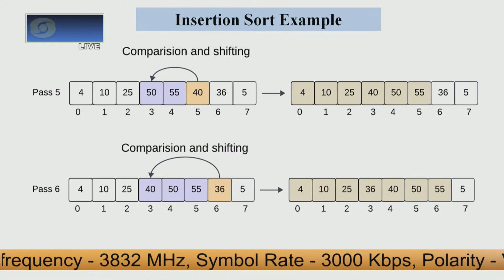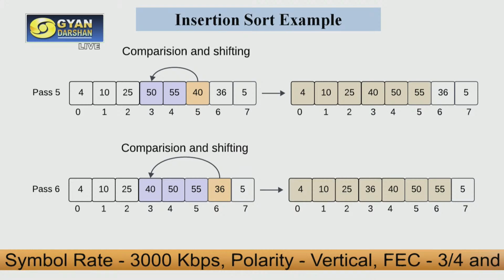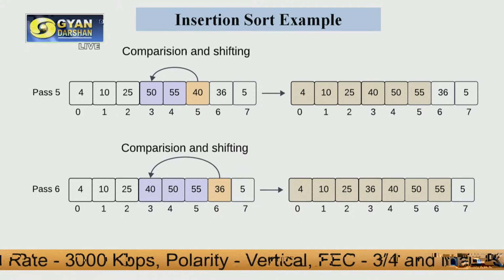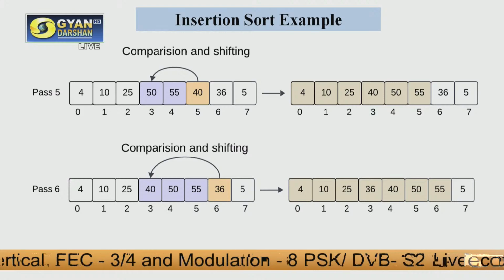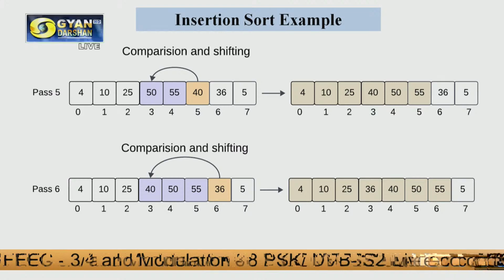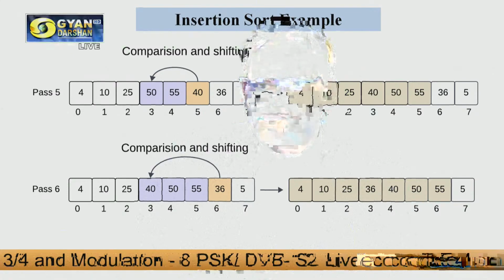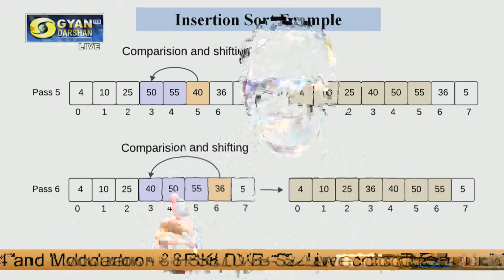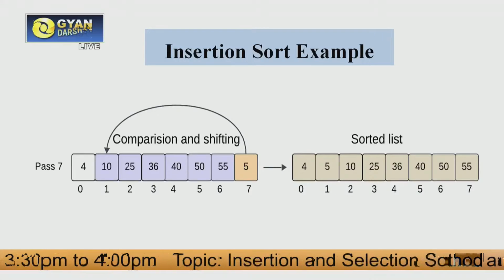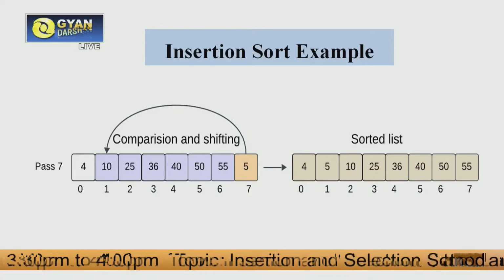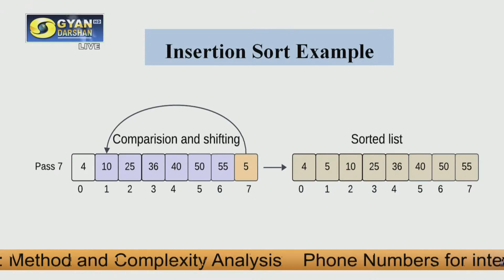Similarly, we consider the next element from the unsorted list, that is 36, and we repeat this process, and thus 36 is placed at its appropriate place. So at last we consider the last element, that is 5, and we compare it starting from the rightmost element of the sorted list and continue till we get the smaller element in the sorted list. We stop the comparison at that particular point.